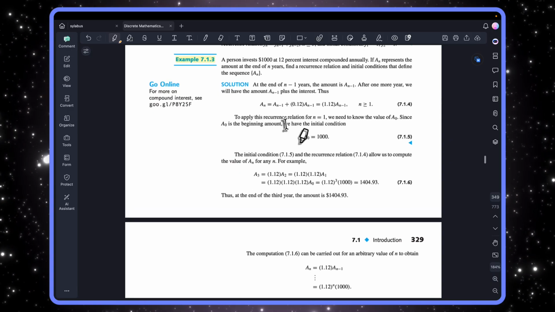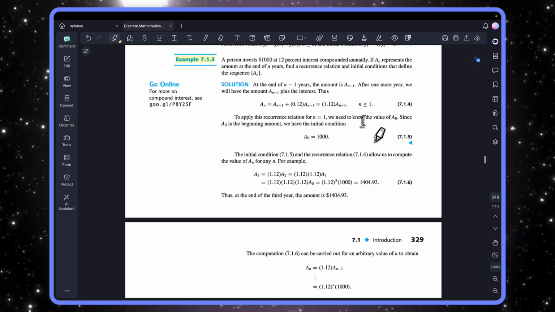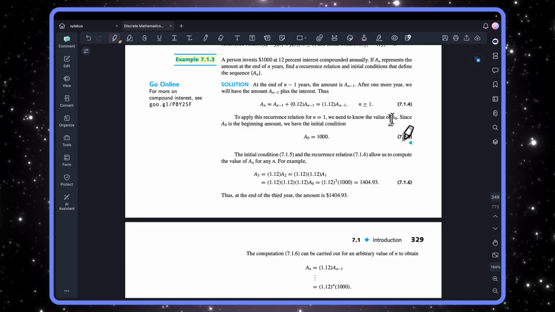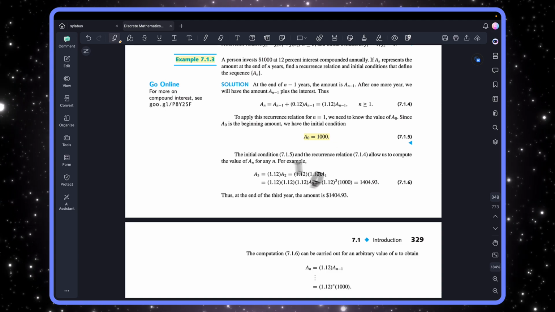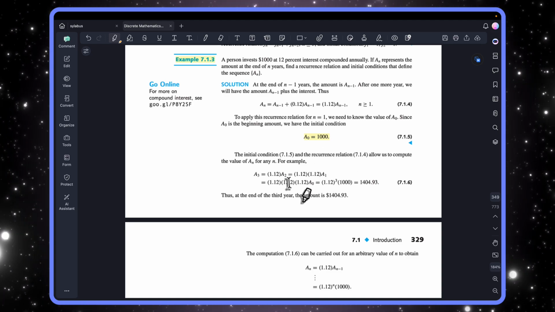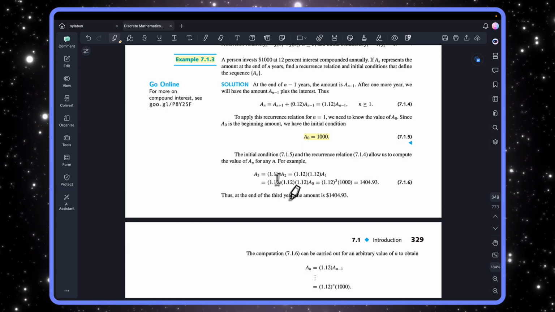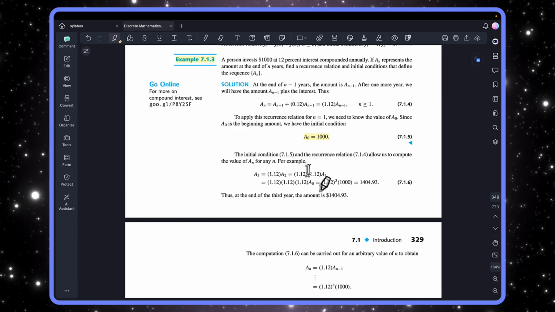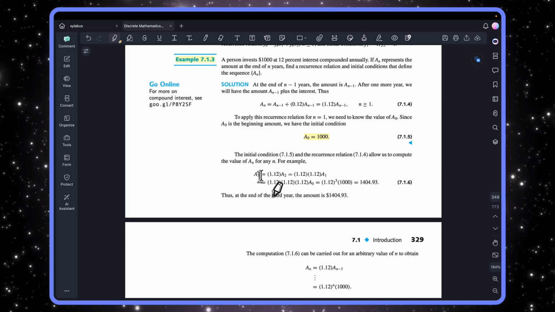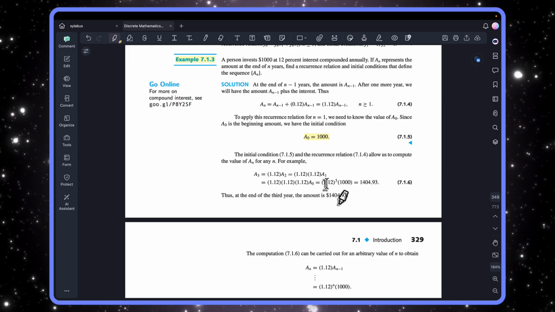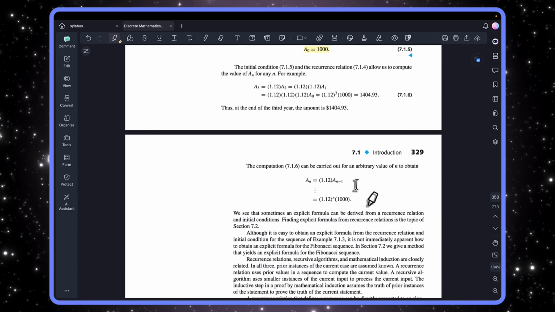Now, to apply this recurrence relation for n equals 1, we need to know the value of a_0. And we are given that value as 1,000. So a_0 is 1,000. Using this initial condition, watch what happens. We can see that a_3 is 1.12 times a_2, which is 1.12 times 1.12 times a_1. And what we can see is that a_3 is actually equal to 1.12 cubed times 1,000.